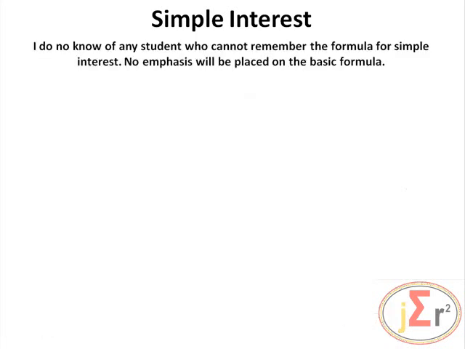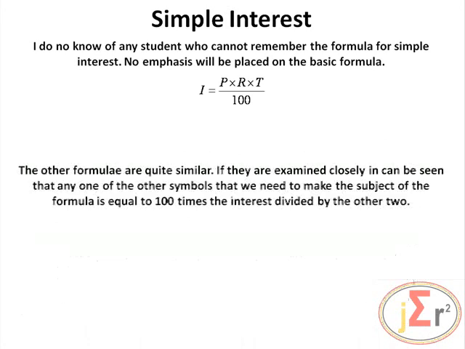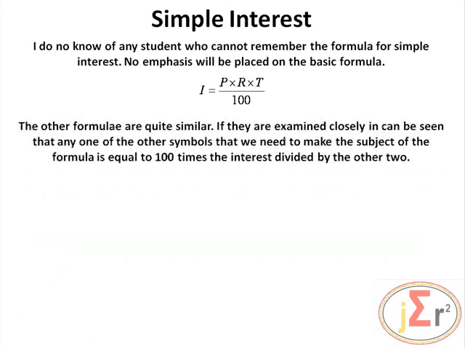I do not know of any student who cannot remember the formula for simple interest. No emphasis will be placed on the basic formula, which is that one. The other formulae are quite similar if they are examined closely, not similar to the one that we have above, but similar to each other. If they are examined closely, it can be seen that any one of the other symbols that we need to make the subject of the formula is equal to 100 times the interest divided by the other two, or the product of the other two.